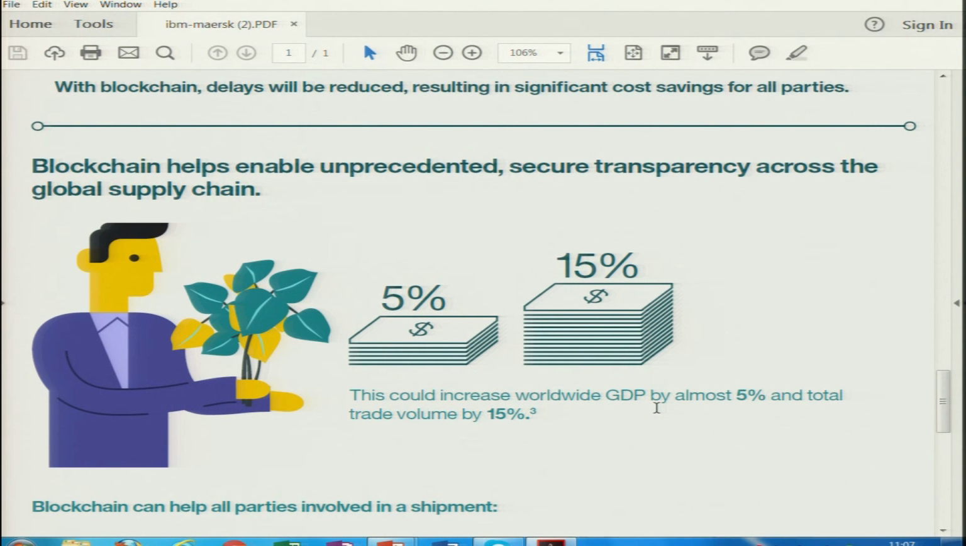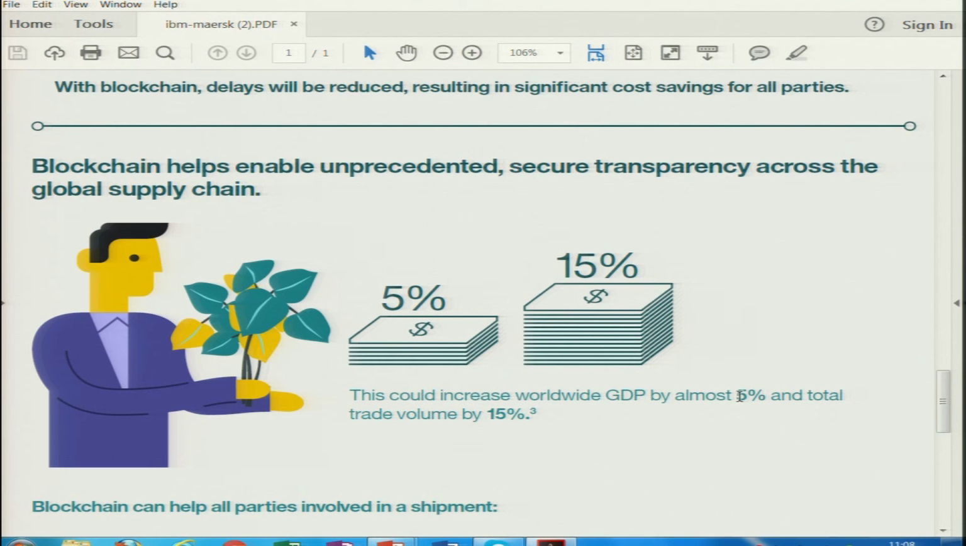At any point we can go and see what has been done, at any point we can go back and see what was done, not just what is happening now. If some mistake happens, instead of flowers I get a container of cement, I can always go back and see what happened, where the mistake happened, and that cannot be changed. Traceability. This could increase worldwide GDP by almost 5% and total trade volume by 15%.